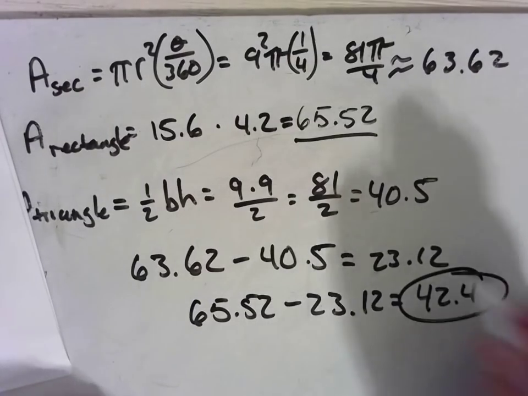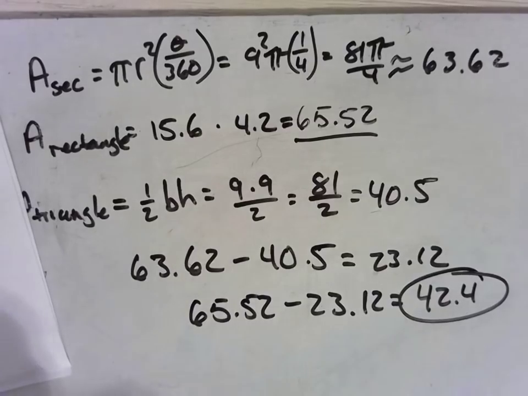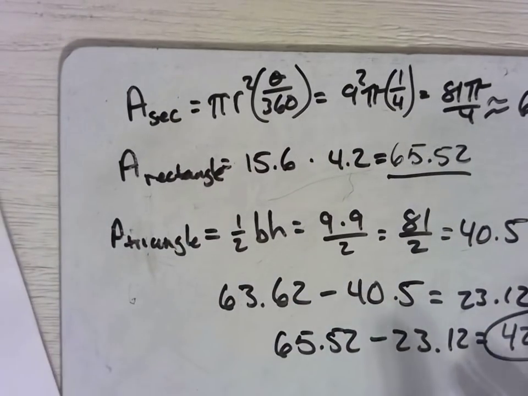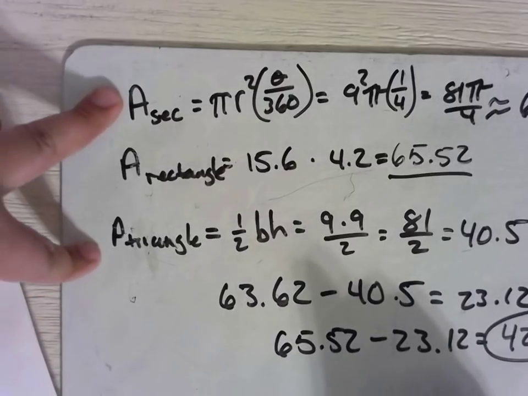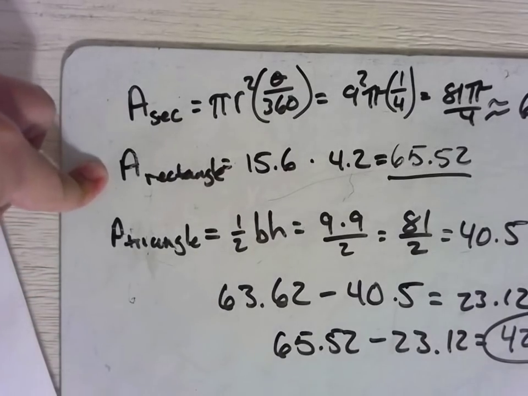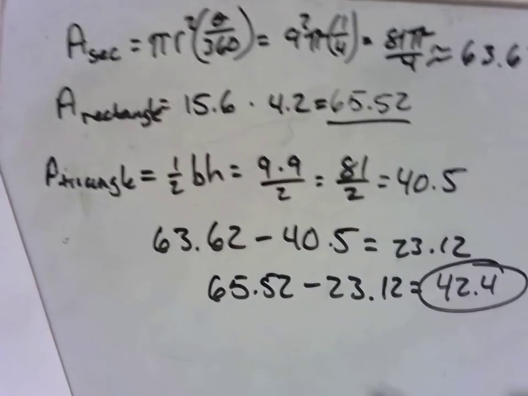42.4 is your final answer. Watch this problem again. This is not very hard. You're finding the area of 3 different things, then you're just subtracting them. You're going to subtract these 2, get an answer, subtract it from this, and you're done. That's it.